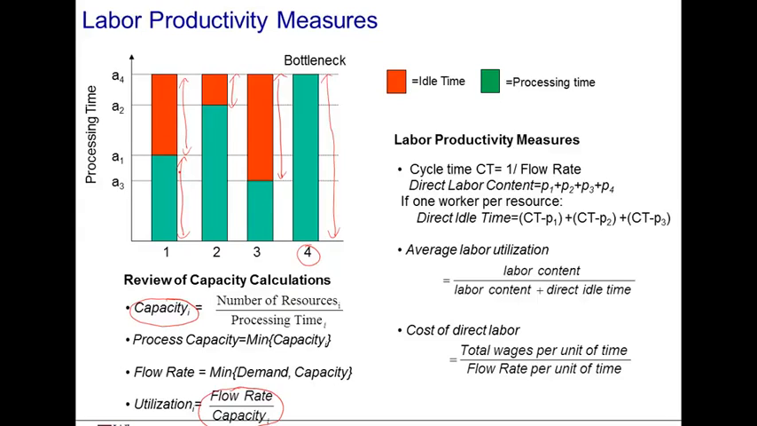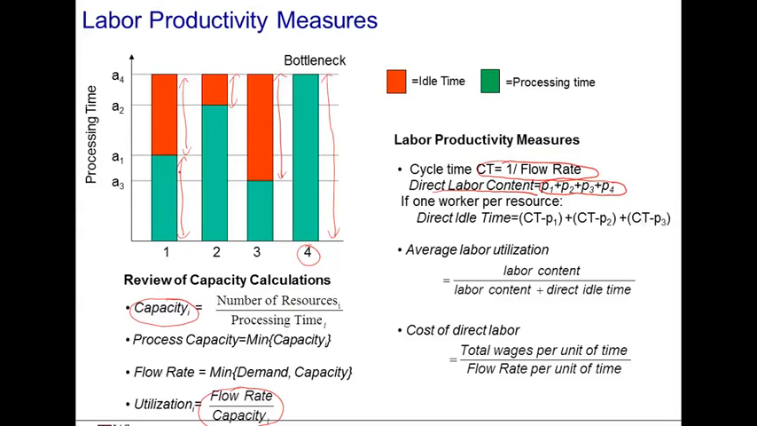To formally figure out how much idle time these 3 steps have, let me introduce the concept of a cycle time. The cycle time is simply 1 over the flow rate. The cycle time is like measuring at the end of the process how much time passes between the completion of 2 subsequent units. For example, I might say that this process is operating on a 115-second cycle. That means that there is a process unit leaving every 115 seconds. Next, we define the direct labor content as a sum of the processing times. This is simply in the previous picture the sum of the green bars.